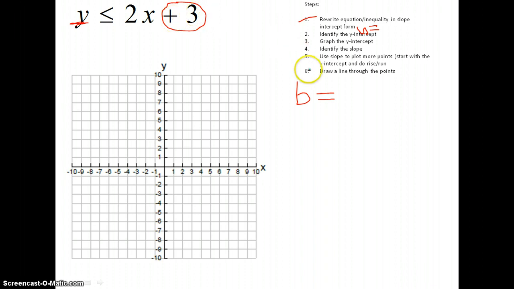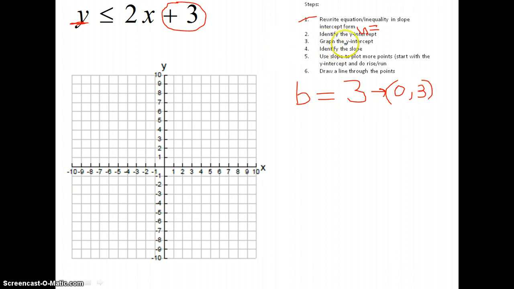So in this case, it's a positive 3. So my y-intercept is 3. Remember, we have to turn it into a point though. So to turn it into a point, it's going to be (0, 3). For the y-intercept, x is always 0.